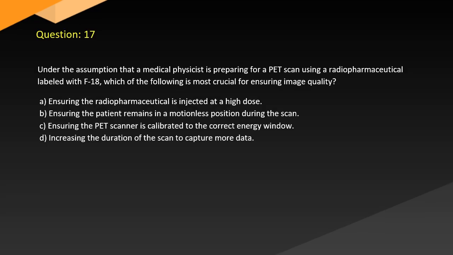Question 17. Under the assumption that a medical physicist is preparing for a PET scan using a radiopharmaceutical labeled with F18, which of the following is most crucial for ensuring image quality? A. Ensuring the radiopharmaceutical is injected at a high dose. B. Ensuring the patient remains in a motionless position during the scan. C. Ensuring the PET scanner is calibrated to the correct energy window. D. Increasing the duration of the scan to capture more data.